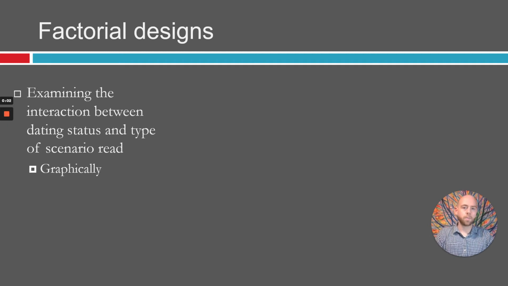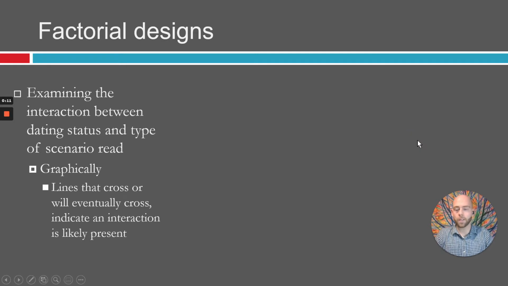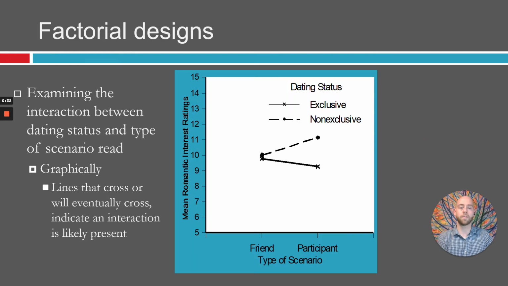To wrap up talking about complex experimental designs, we're going to talk about looking at them graphically in different figures. One rule that you don't always want to go by, again, the main way you want to interpret interactions is by doing statistical tests. But if you're just looking at figures, if you see lines that look like they're going to cross or actually do cross, that is generally going to indicate that there is some kind of interaction.